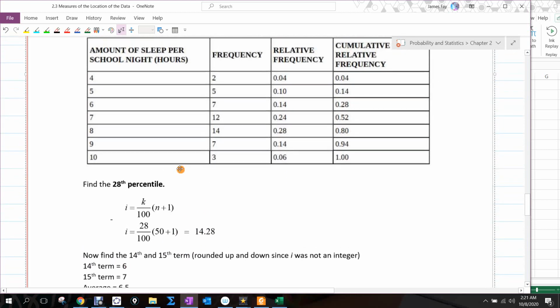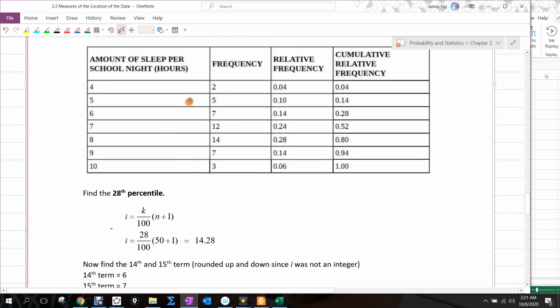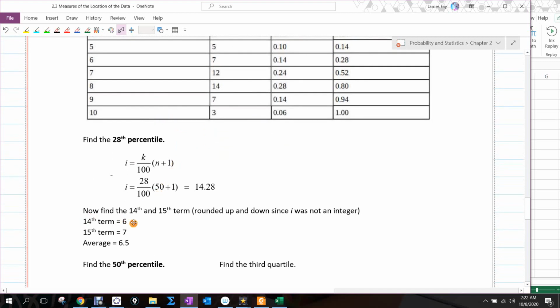Especially with the way this is structured in a frequency table, we'll spend some time on determining how I know that's the value 6. And then if I round this up, it gives me the 15th term. We'll identify what the 15th term is.